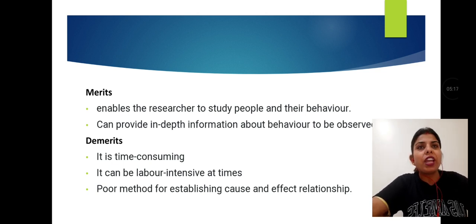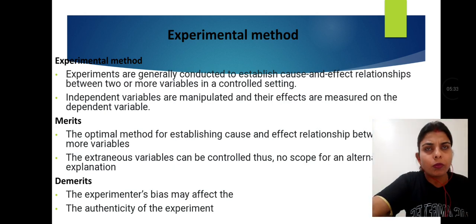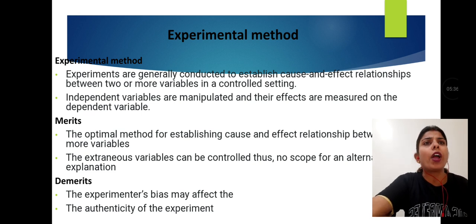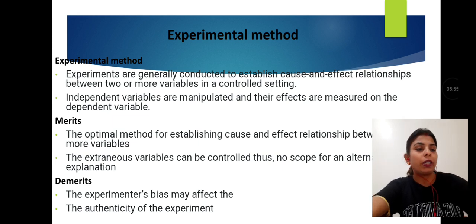Now that we have understood how psychologists observe, let's move on to another powerful method, the experimental method, where psychologists test cause and effect relationships. So the second method is the experimental method. Experiments are conducted to find out whether one variable causes a change in another. It means experiments are generally conducted to establish cause and effect relationships between two or more variables in a controlled setting. Independent variables are manipulated and their effects are measured on the dependent variable.